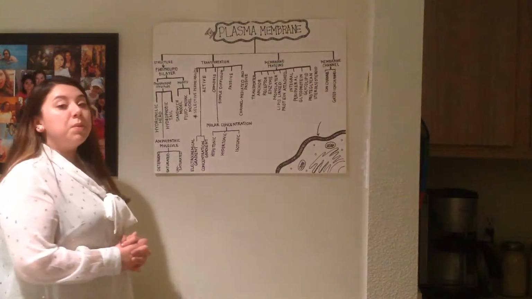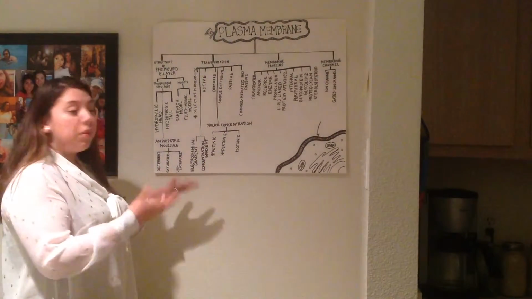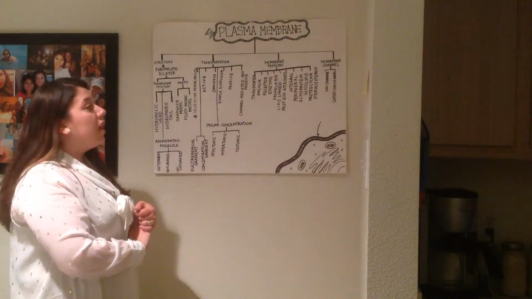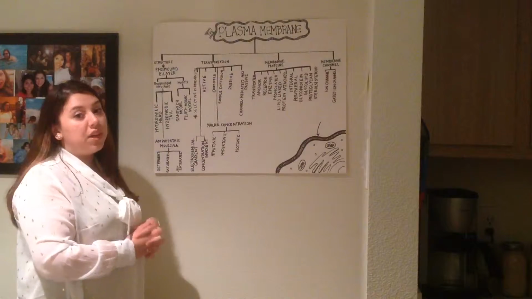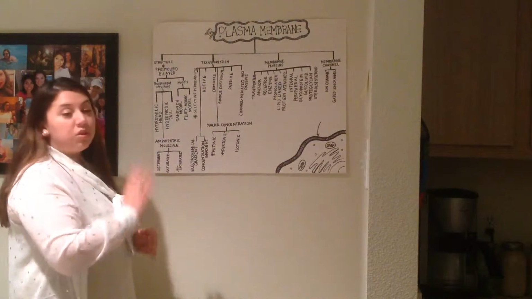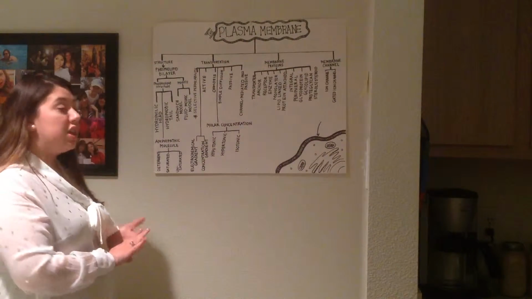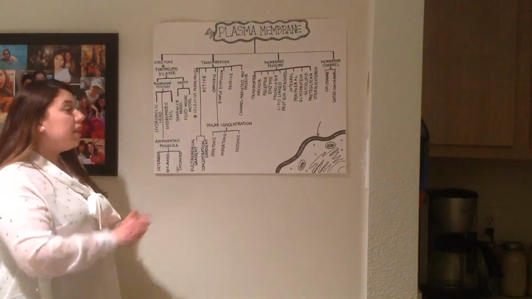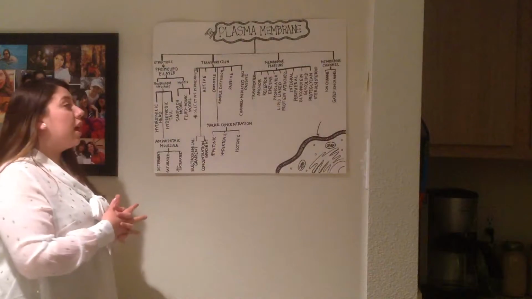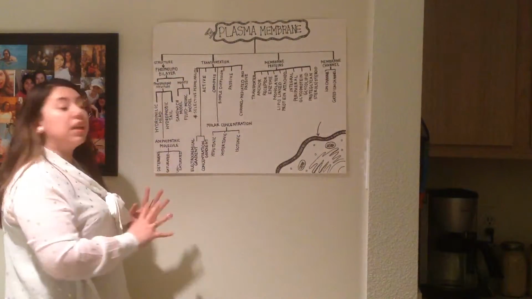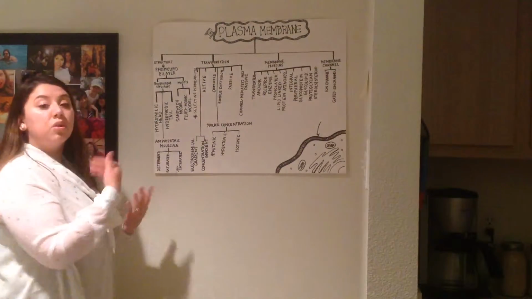I put plasma membrane at the top because plasma membrane is associated with all of these terms, and the rest of the terms I divided into 4 categories: structure, transportation, membrane proteins, and membrane channels. And underneath each category I put subcategories and terms related to those categories or subcategories.